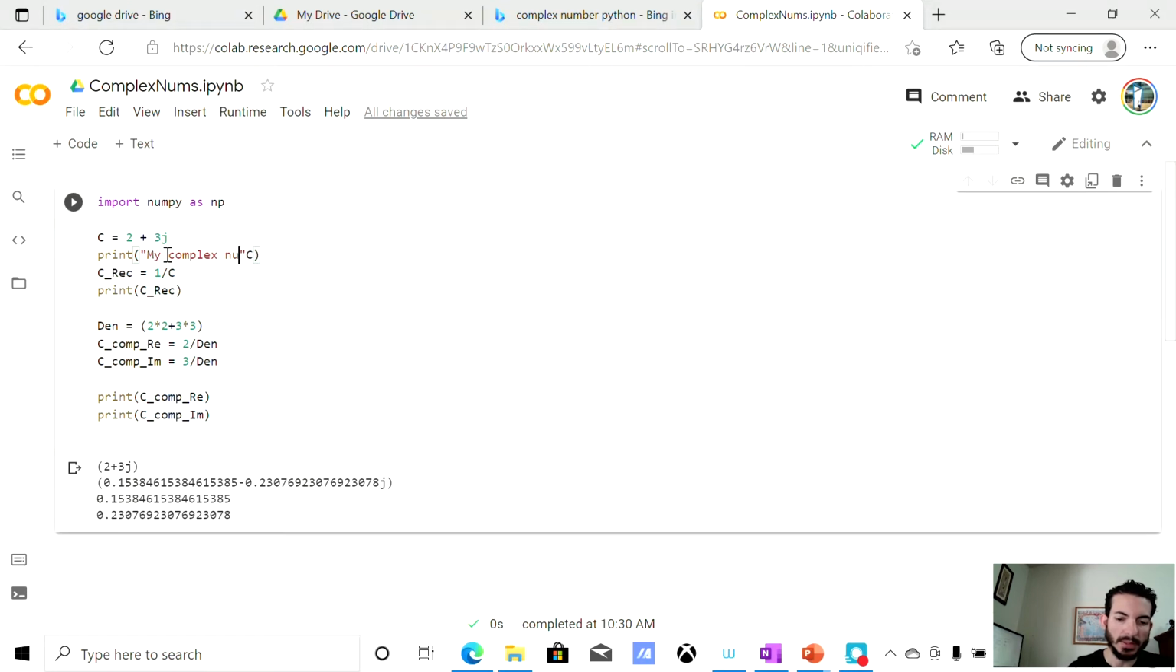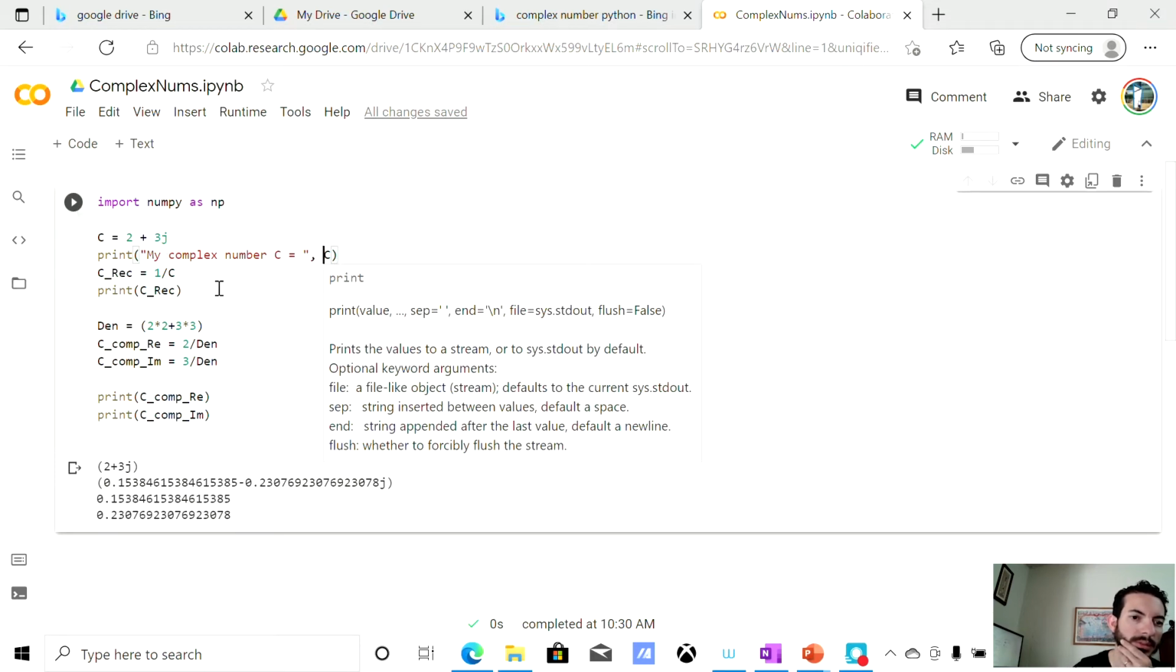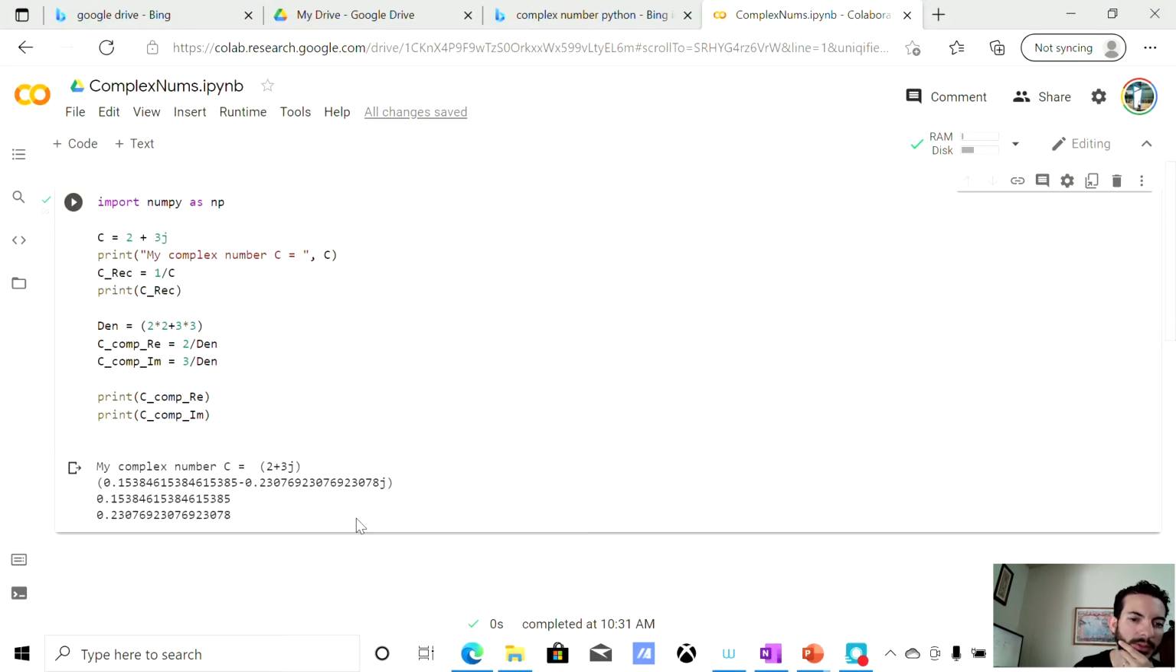My complex number z equals, it's not z anymore, it's just c as Charlie. So my complex number is 2 plus 3j. Excellent. My reciprocal is 1 over c, so let's do 1 over c equals this. And if I run it again, I get 1 over c equals 0.15 negative 0.23.